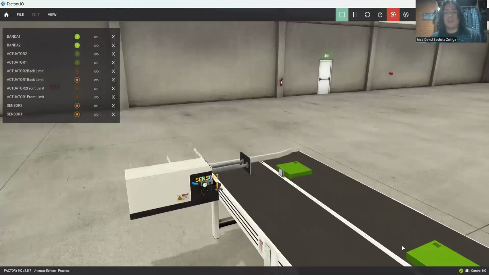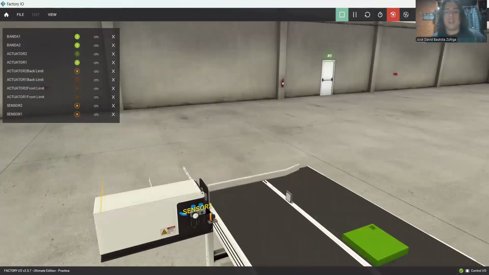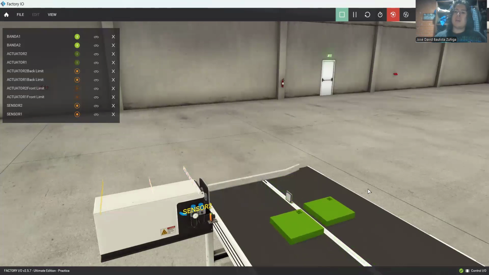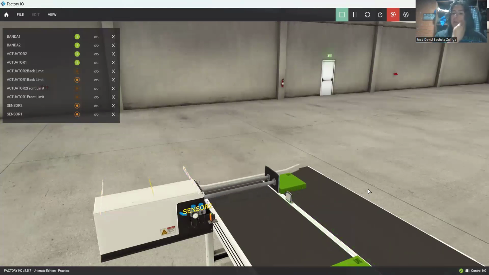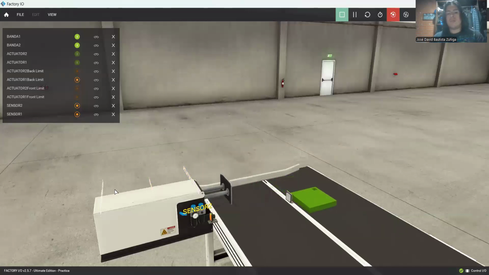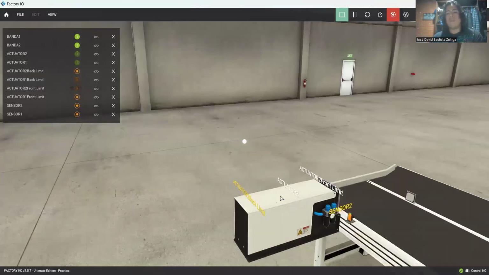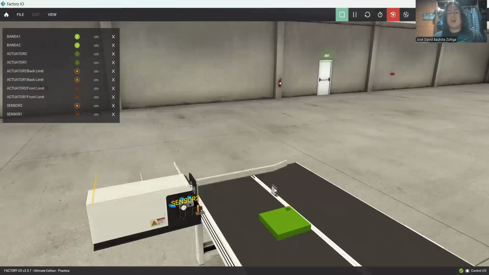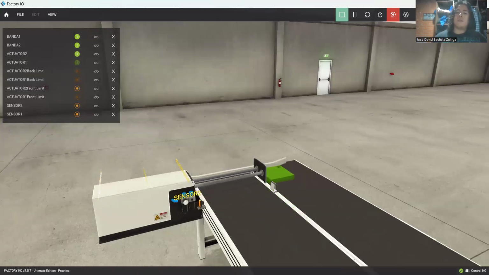And if we go this way, it's exactly the same thing. The boxes are coming this way. The boxes are sensed. The band stops. The pusher is active. It reaches each position, the forward and back position, and each position is sensed by these sensors right here, the front limit and the back limit, and they restart the process.